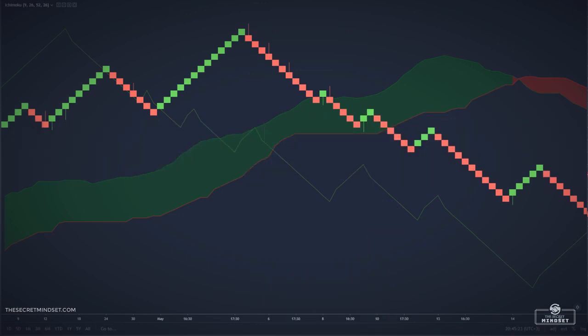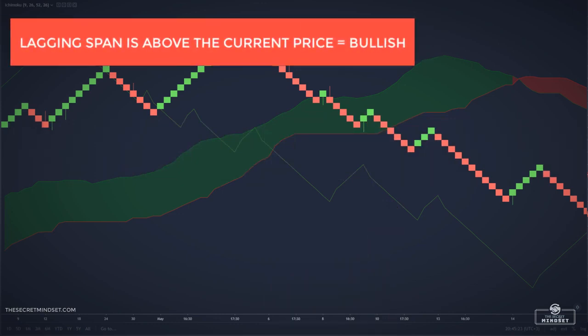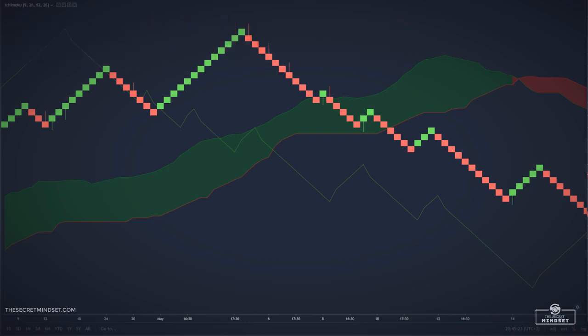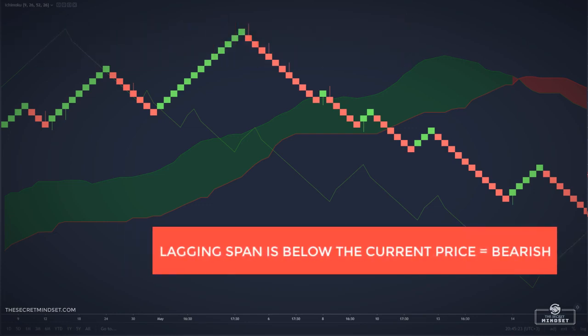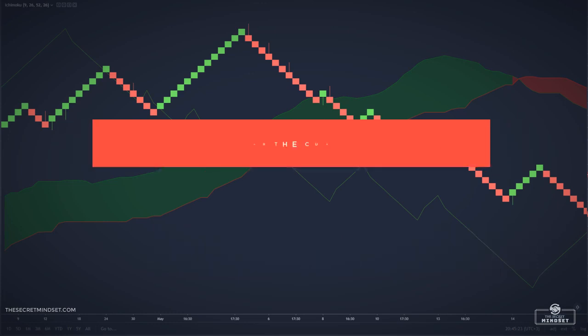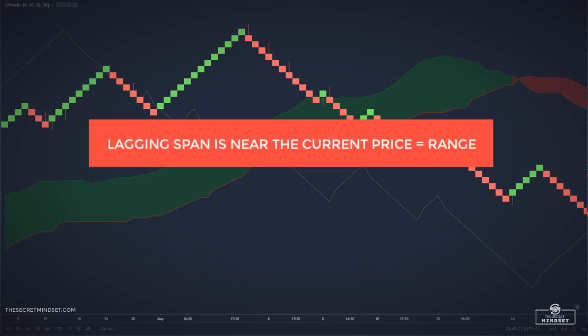When the lagging span is above the current price, this indicates that the current prices are higher than previously and indicates a bullish bias. When the lagging span is below the current price, this indicates that the current prices are lower than previously, suggesting a bearish bias. And when the lagging span is near the current price, this indicates a trading range.